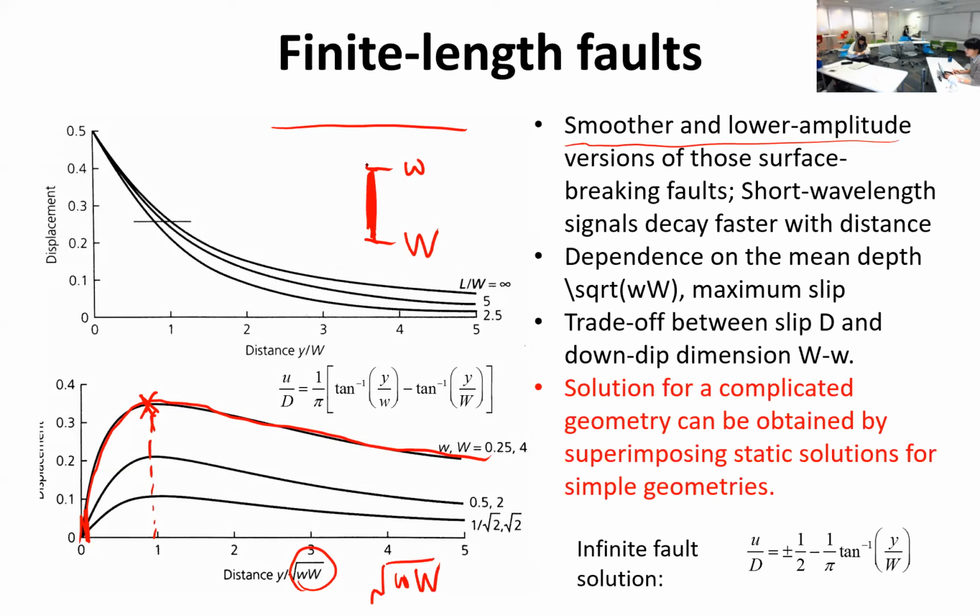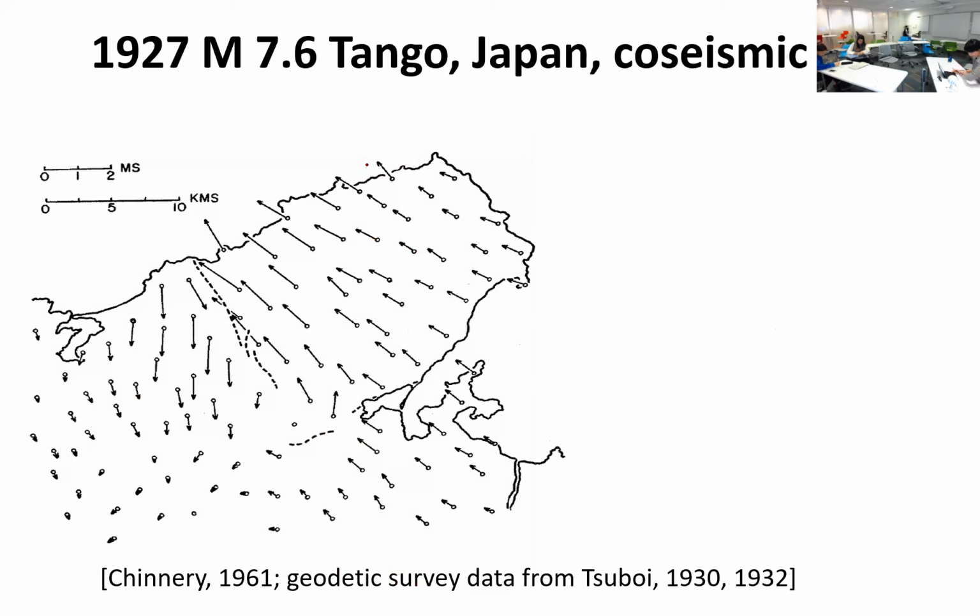So those are just the basic analytical solutions for uniform slip on a strike slip fault. And we can look at real case examples. For example, this was actually a very old earthquake from Japan. It was a strike slip earthquake, and those vectors came from triangulation because this was the pre-GPS constellation period. But they very nicely show that the fault is roughly here. So you see this northwest moving on the east side of the fault and southeast moving on the west side of the fault.